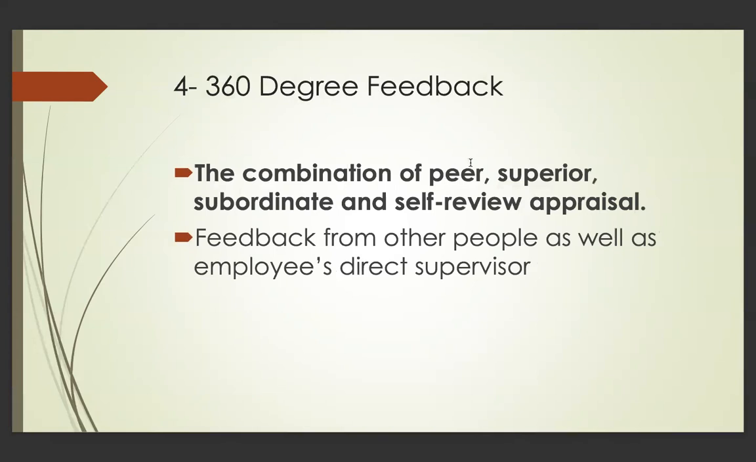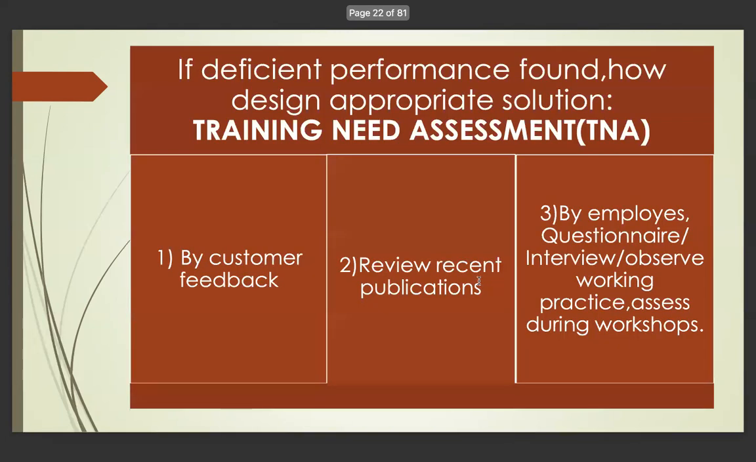360-degree feedback. Basically, this is the combination of peer, superior, subordinate, and self-review appraisal, feedback from other people as well as employees, direct supervisor. If deficient performance found, how to design an appropriate solution? Training and assessment is done by the customer feedback, review of recent publications, by employees questionnaire, interview, observe working practice, assess during workshops.